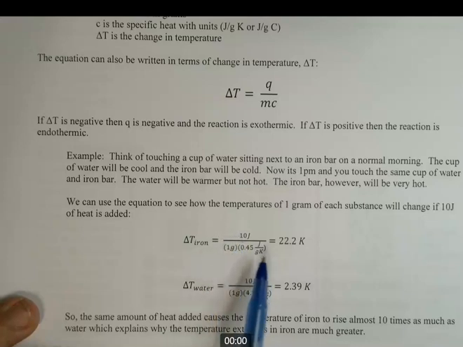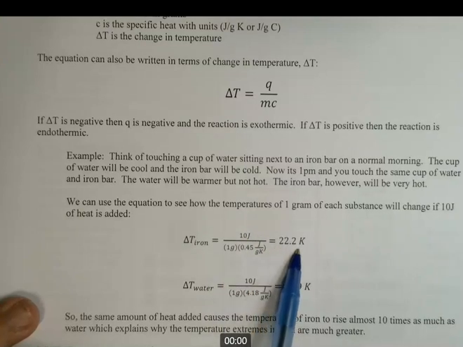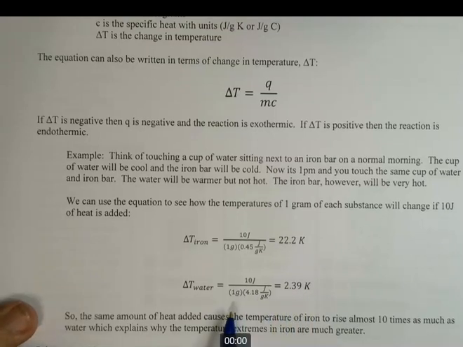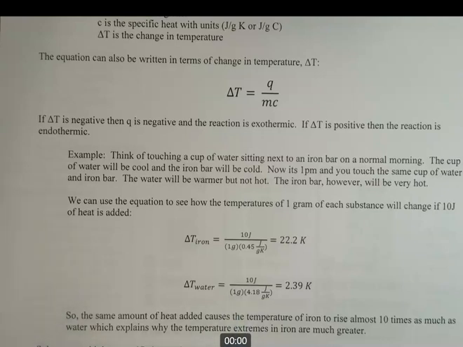So if you do the math on that, you get a temperature change in the iron of 22 degrees. By putting 10 joules of heat into the iron, the temperature went up by 22 degrees. On the other hand, for water, if you put the same amount of heat in, given that it has this higher specific heat, the temperature only goes up by about 2 degrees. So that explains why the water didn't get a lot hotter. It was cool in the morning and warm in the afternoon, whereas the iron bar was very cold in the morning and very hot in the afternoon, and it's because of the difference in the specific heat.